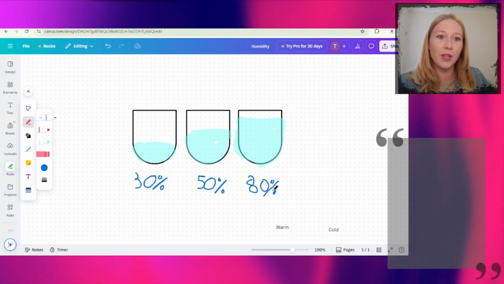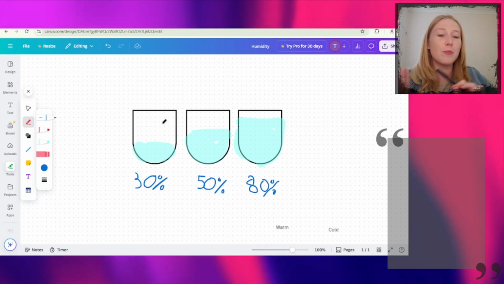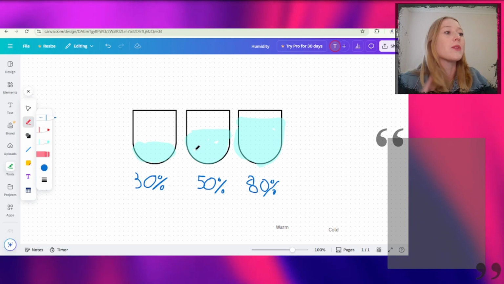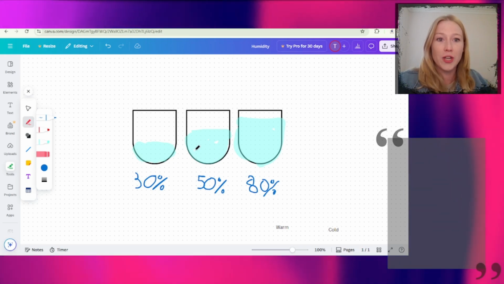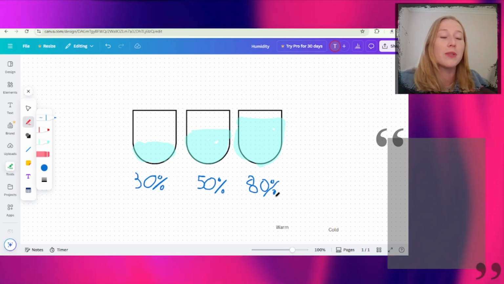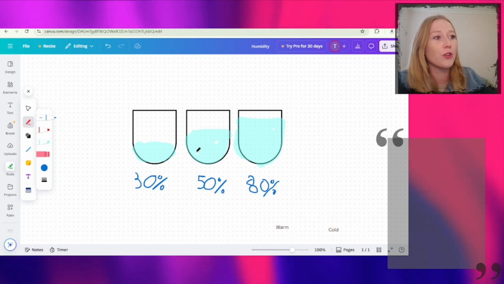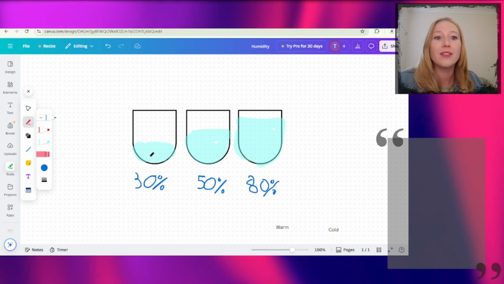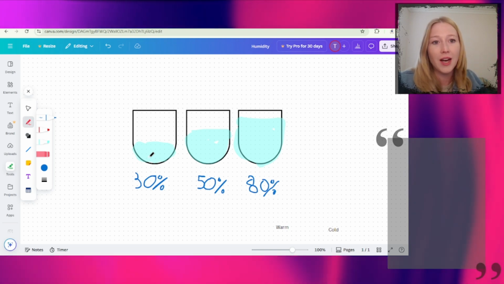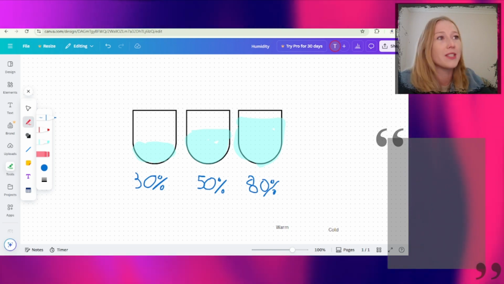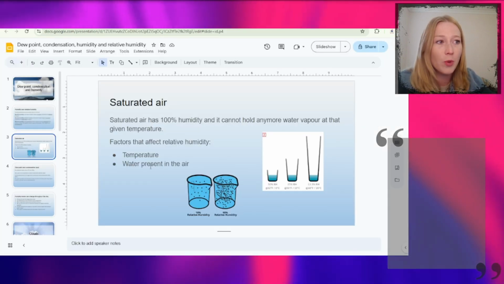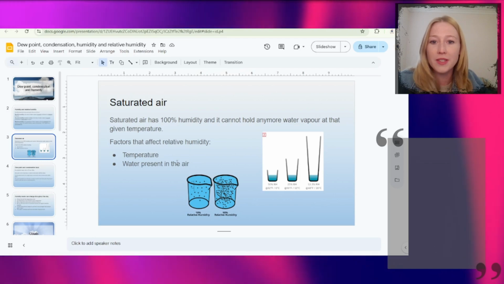So for all three of these, we have the same size container, but the amount of water that was in the container changed. That's why the percentage changed. So the more water vapor you have in the atmosphere, the higher the humidity, the higher the percentage in the relative humidity. So that was the second point there: water that's present in the air.